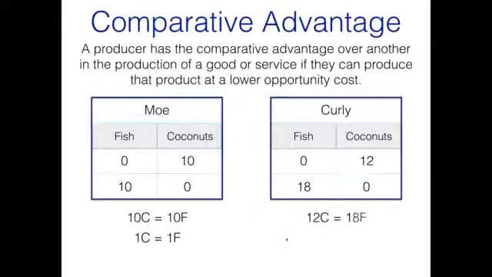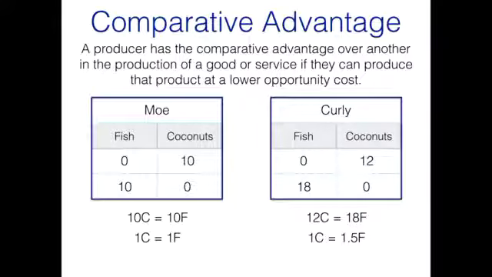We do the same thing for Curly. So in a given day, he could collect 12 coconuts, or in any given day, he could collect 18 fish. So if we set those equal to one another and divide by 18, we can get what the opportunity cost of a coconut is. So if we divide both sides by 18, we get one coconut is the equivalent of 1.5 fish. That means in the time that Curly spends collecting a coconut, he could have caught 1.5 fish. So we've calculated the opportunity cost of producing a coconut for both Mo and Curly.